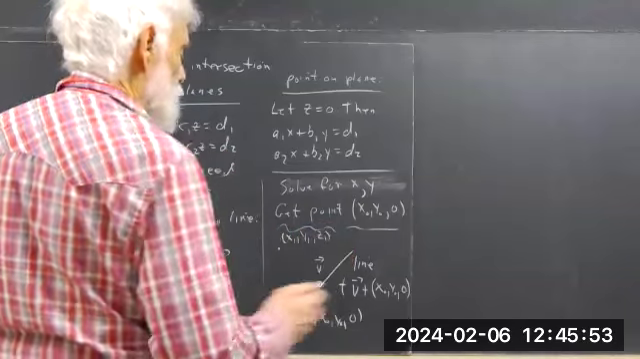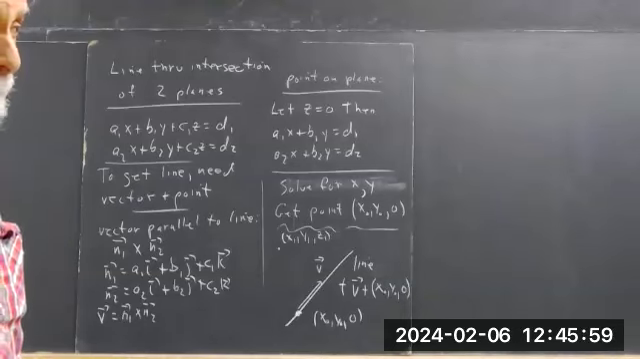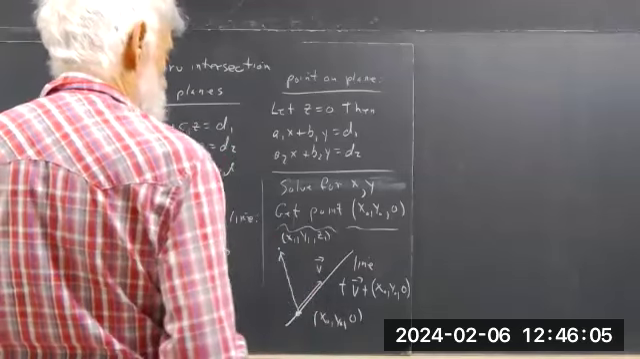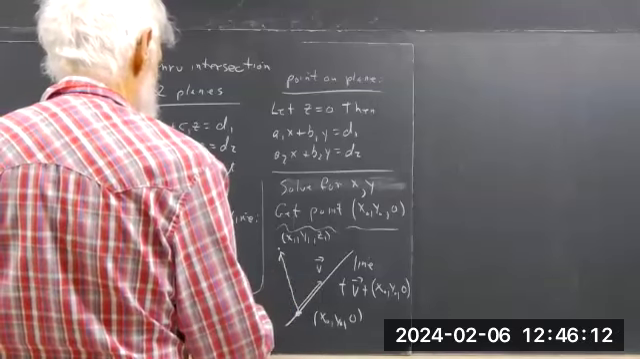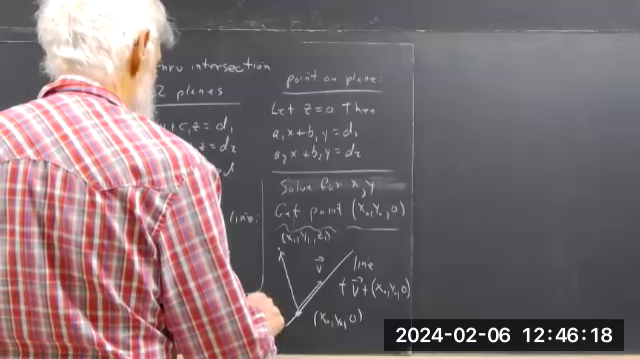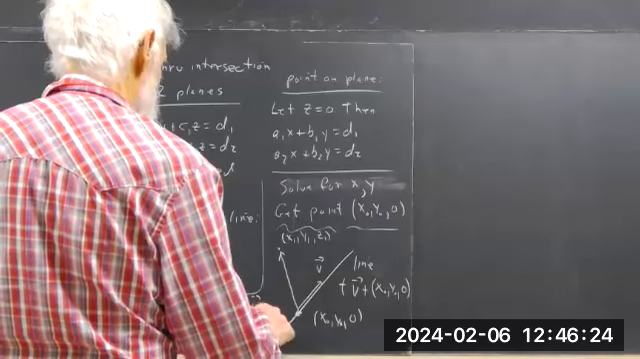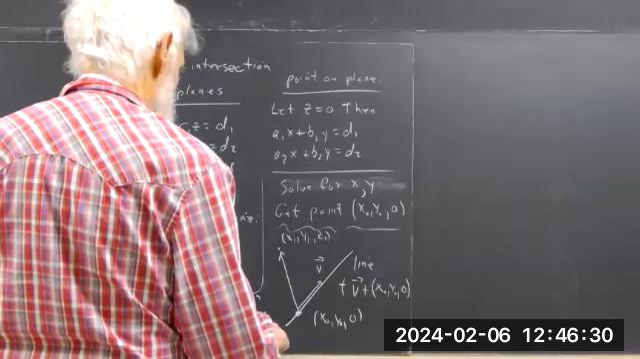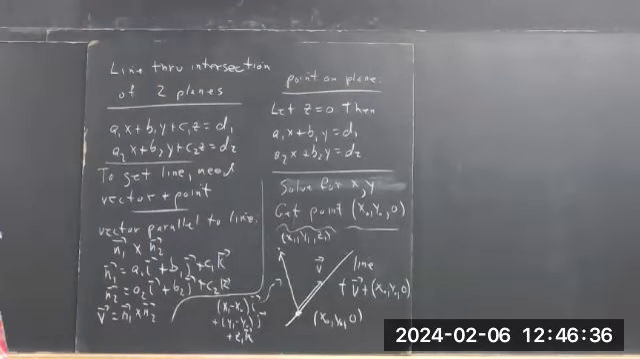Oh, that's x1, y1, z1. Okay. This vector would be this. Okay.